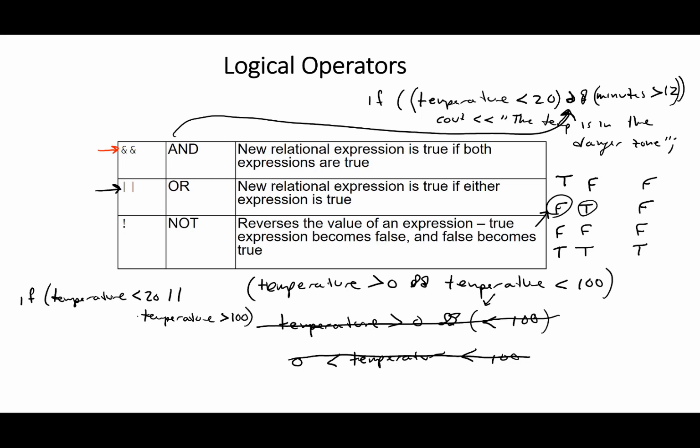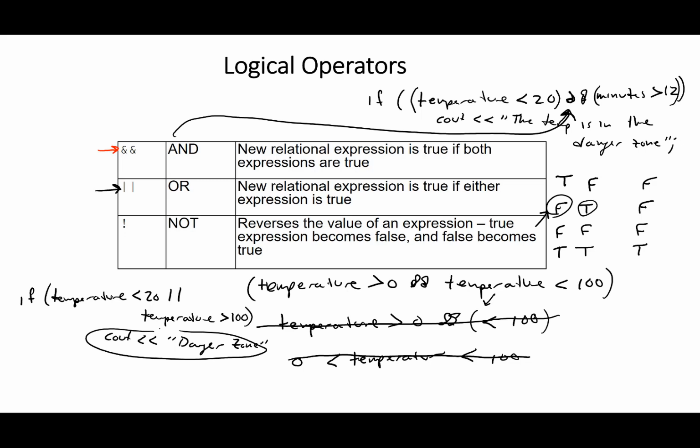And this is one line. I just ran out of room. We're going to print cout "danger zone." Basically what this is saying is if the temperature is less than 20 or if the temperature is greater than 100, cout whatever we want here. You might do some operation, or you can do whatever you want here if this is true.